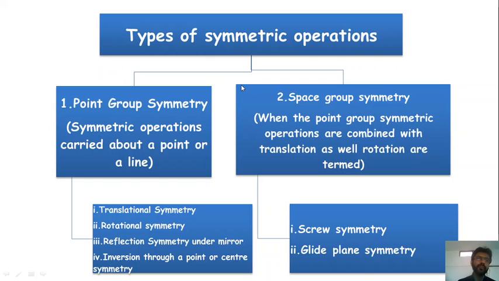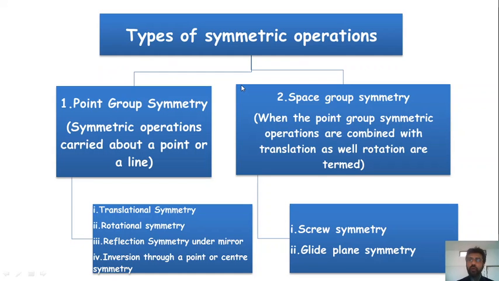One is known as the point group symmetry, and the second one is known as the space group symmetry. In a point group symmetry, the symmetric operations are carried out about a point or a line. That means when we do the symmetric operation, it will be carried out at a particular point or along a particular line. Such operations are known as point group symmetric operations.